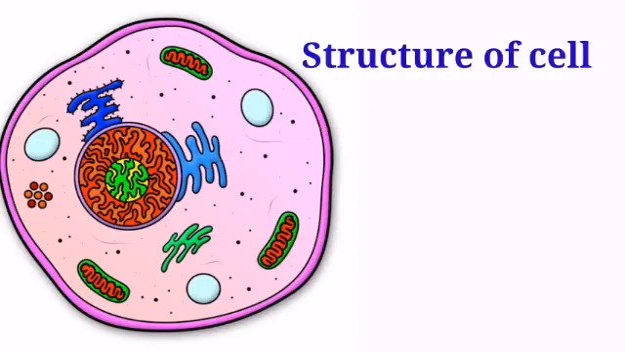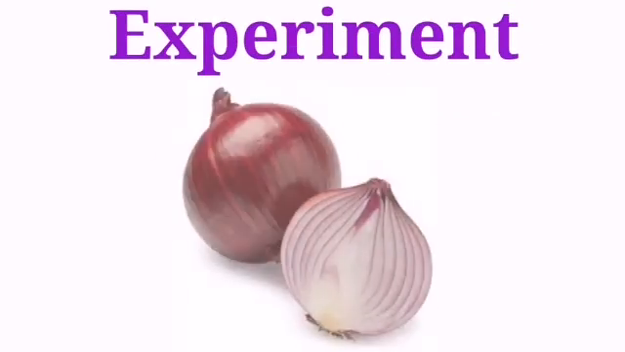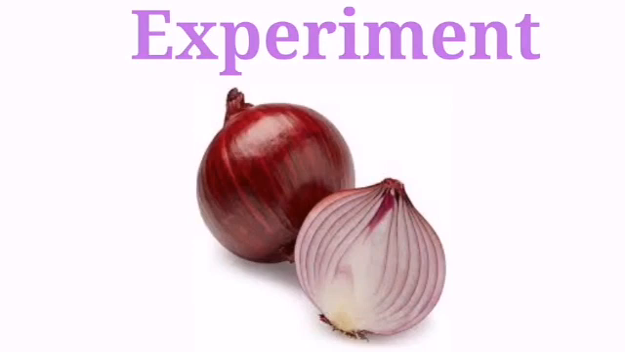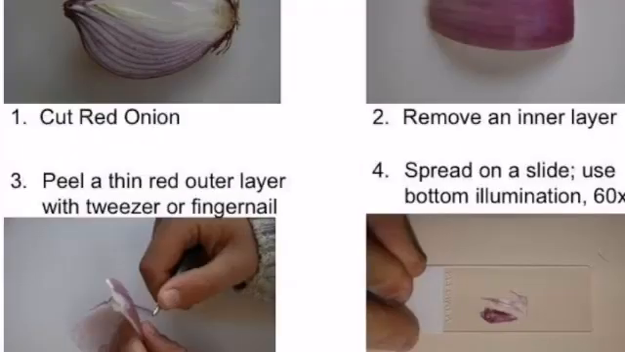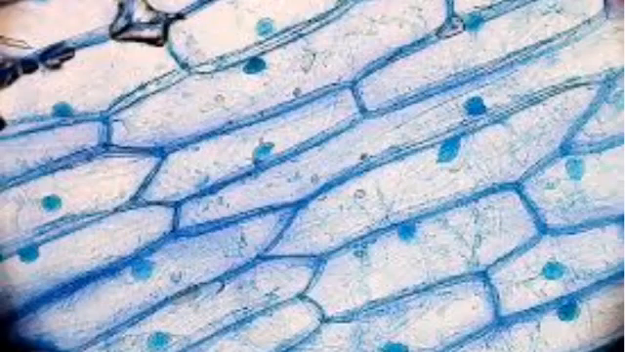cell and its components. To know the structure of a cell, let's perform an experiment with a sample of onion cells. We take an onion, cut out a peel, and place it under a microscope. We see a structure somewhat like this. And when we observe, we get three important components of a cell.